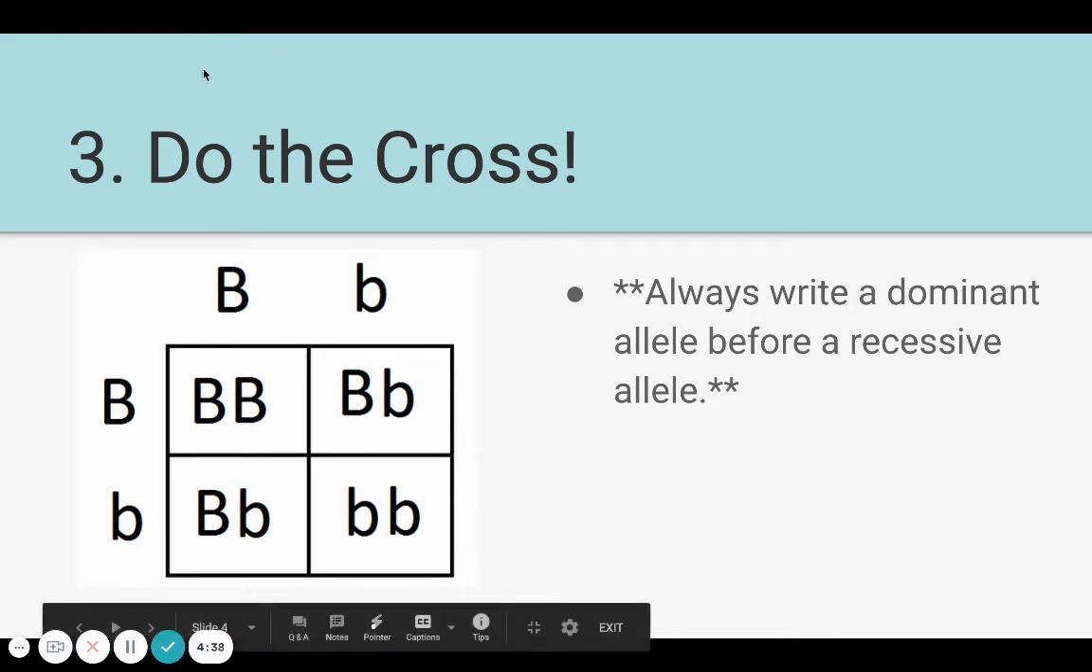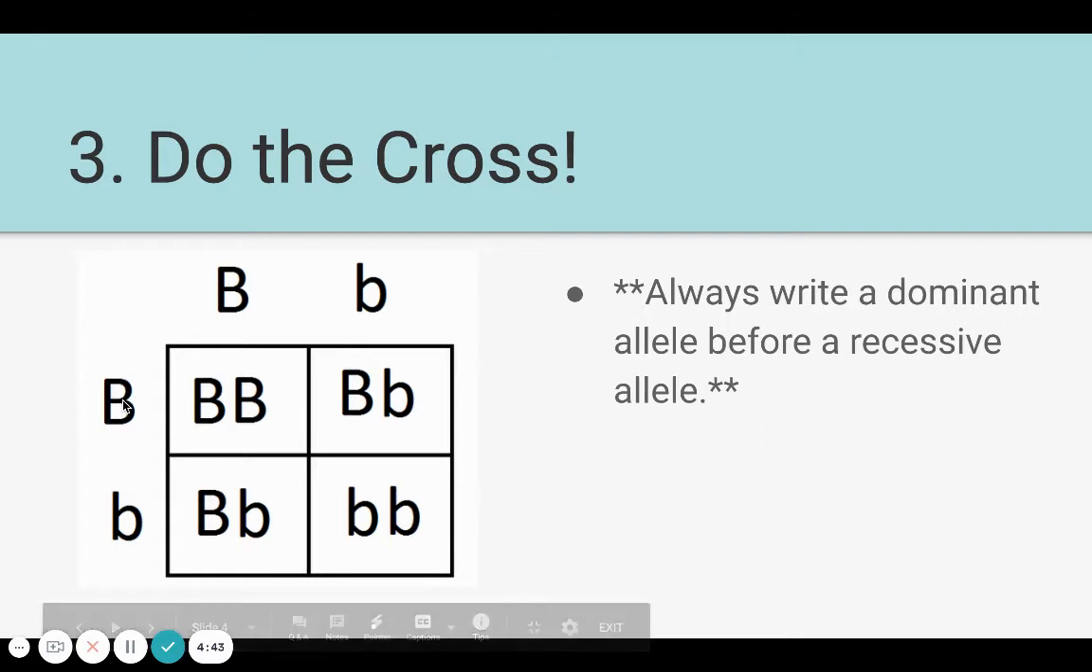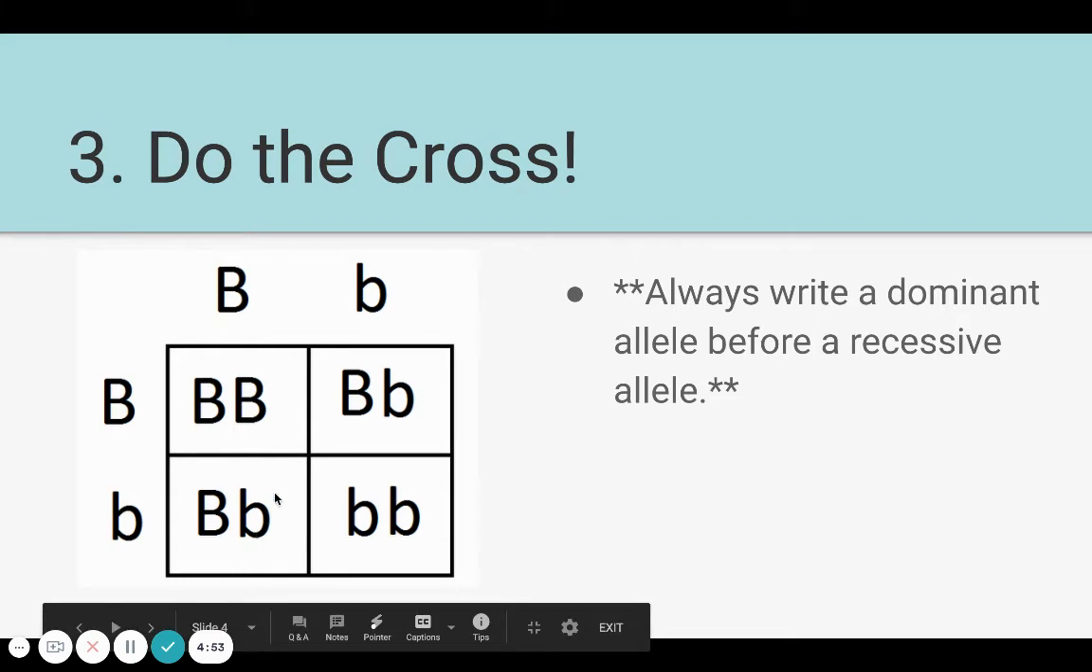And then you're going to move on to the rows. You're going to do the same thing. You're going to put the allele in each box of the row. So we have a big B here, a big B here, and then a little b here and a little b here.